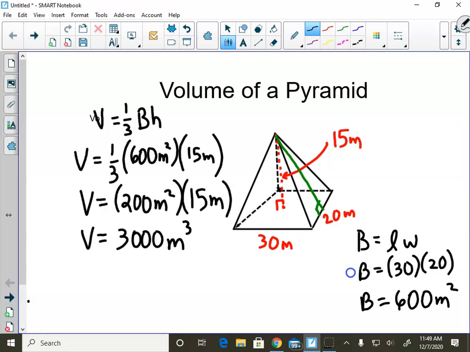meters cubed. Now remember, meters squared times meters is going to give you meters cubed, because of the exponents, you remember, we're multiplying this, which is m squared times m to the first. And you remember what you do with that. It's really kind of like adding the exponents. So the volume of this pyramid is going to be 3,000 cubic meters.